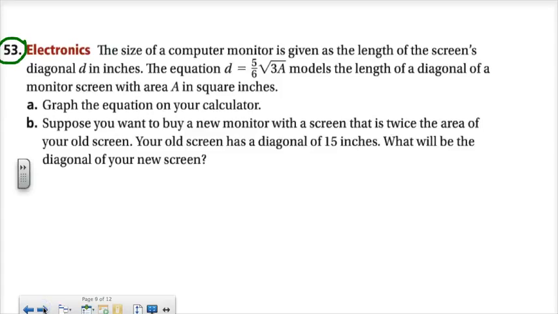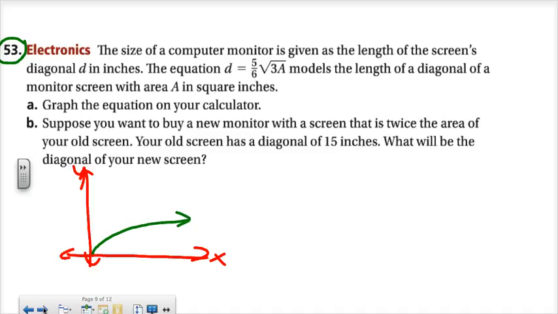Then, number 53 was the next one I wanted to go through with you. It says the size of a computer monitor is given as the length of the screen's diagonal D in inches. The equation D equals 5/6 square root of 3A models the length of a diagonal of a monitor screen with area A in square inches. A says graph the equation on your calculator. Well, we know what it's going to look like because this is a square root function. And that 5/6 in front tells us that it's going to be squished. So I'm just going to go ahead and make a quick sketch of what we know that's going to look like, because it definitely would start at 0, 0 there.